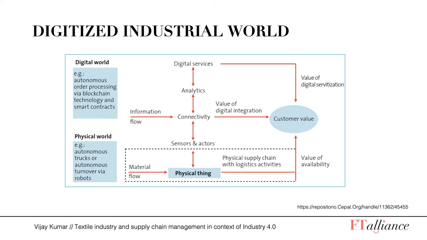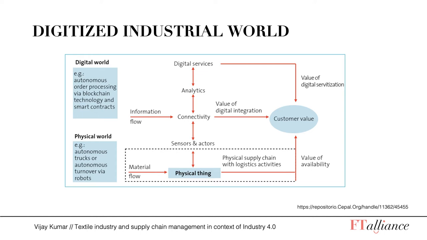Looking at Industry 4.0 from the digitization perspective, here we see that if we have a physical world, like here it is giving an example of autonomous trucks, or a similar system, or maybe we might have some autonomous robots within some spinning mill, weaving mill, or maybe some garment mill. Then we have this one physical world. That means that we have this production floor where machines are manufacturing the garments, or producing yarns, and so on.